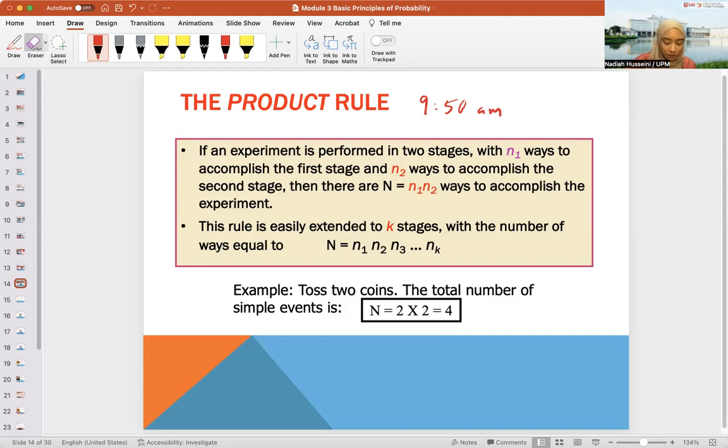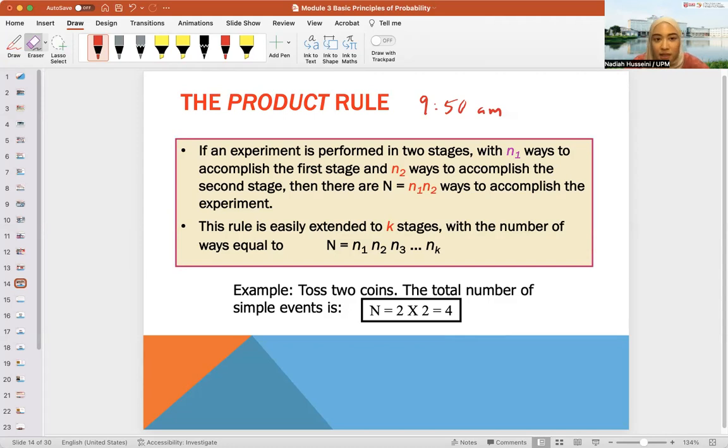Okay, I hope everyone is back from their break. So let's continue with the product rule. The product rule again is one of the counting rules. What does the counting rule tell us? The counting rule tells us what the number of n is.